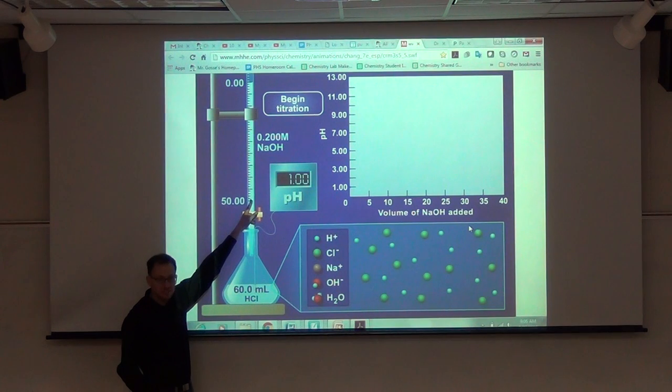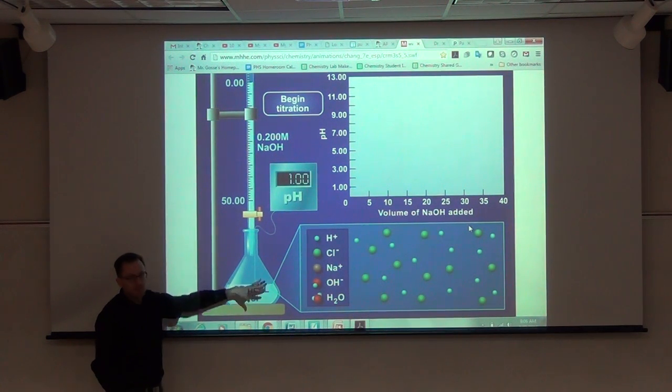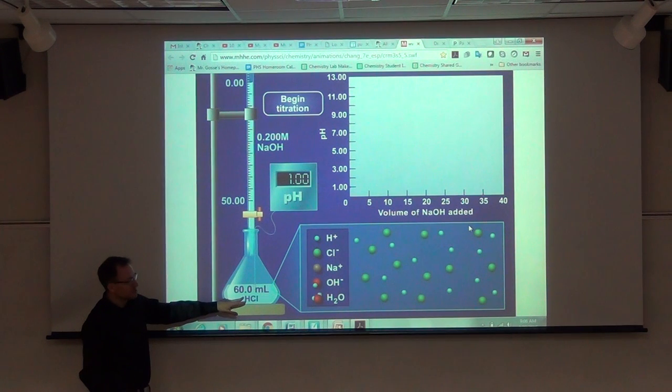You always know the concentration in your burette. If you don't, you wouldn't know it here. Now, sometimes we know it, but this time we don't. We always know a volume, though. It's really important to have a volume.